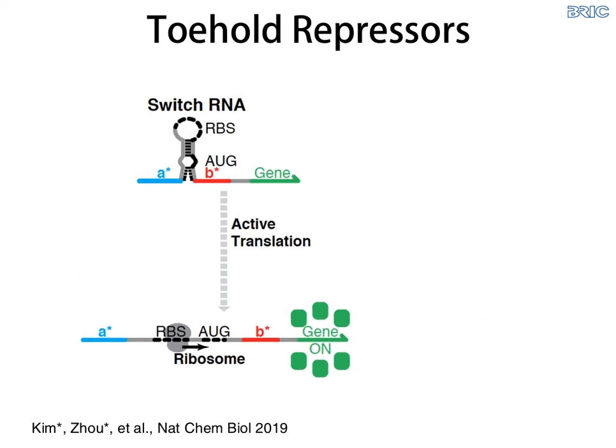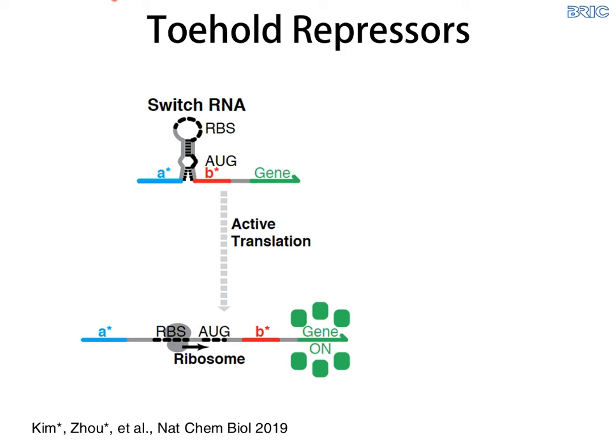Also, there's another design that we made. This is a switch RNA that we talked about, but now the bottom stem is very weak, so it's almost open. So normally the ribosome can come in and translate fine. So this is the on state.